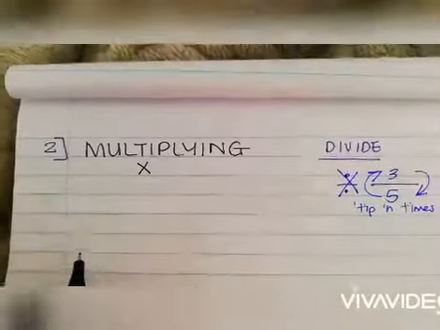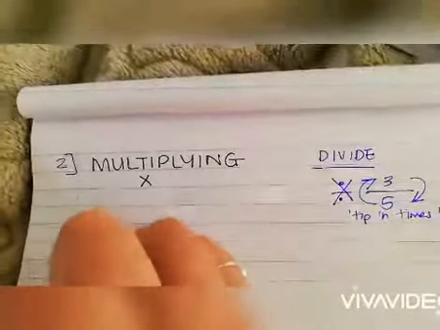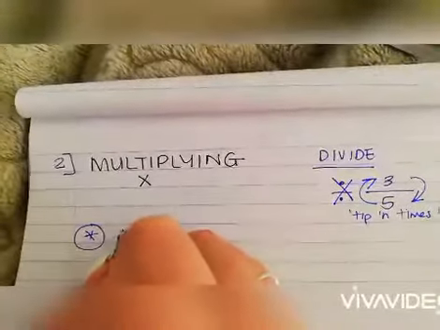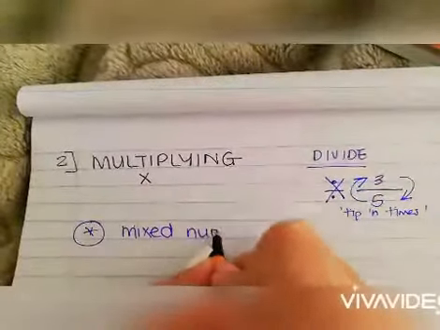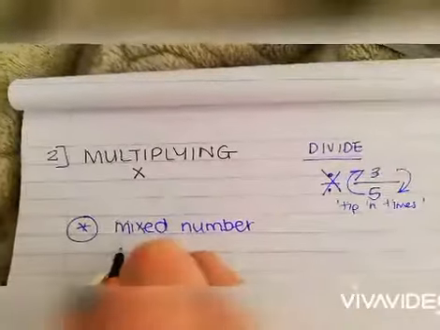So I quickly want to show you an example. The main thing that I would like you to note is whenever you have a mixed number, they go into improper fractions in this section.